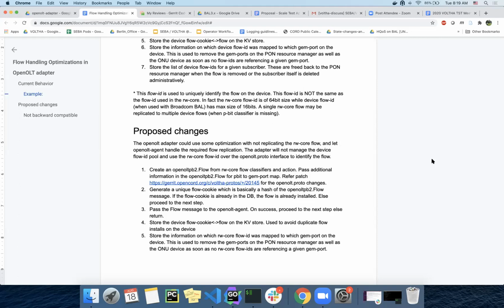Yeah, of course. The agent has to maintain a map of which particular VOLTHA flow ID, basically the flow ID that is coming on the OpenOLT proto message, translates to the underlying platform's flow ID. Yeah, it has to map that. Okay, and this is a big problem because it should persist this also. Not necessary. The agent need not persist because on OpenOLT agent reboots, things are always treated as repush everything as of today. OpenOLT agent need not persist anything.